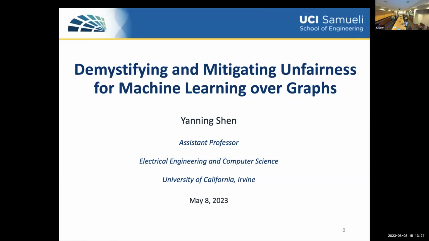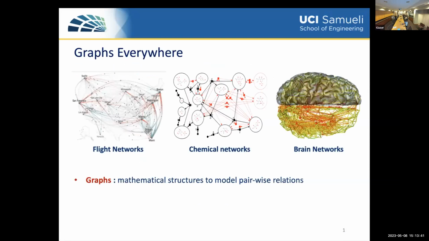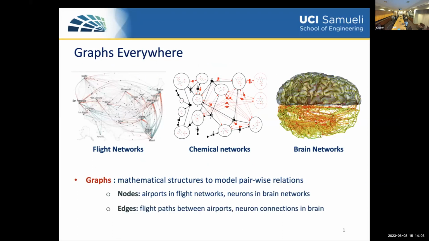So as I said, I will demystify and mitigate the bias for machine learning over graphs. Now let's first start with why we are interested in graphs. Graphs are everywhere. First of all, it is a mathematical tool used to model pairwise relationships, such as in flight networks, chemical networks, and brain networks, where there are nodes. For example, it can denote neurons in brain networks. And there are edges connecting the nodes, such as flight paths between airports and neuron connections in the brain. And there are also nodal features. There are data that are laying over the networks and the graphs.